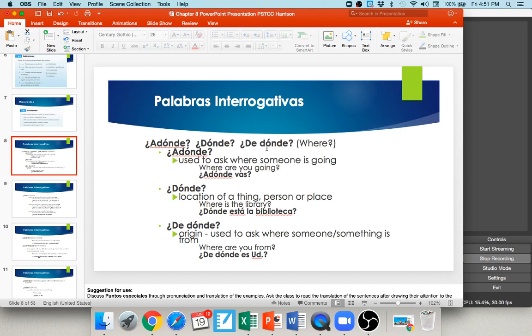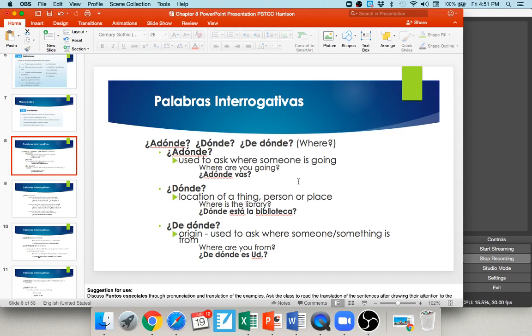In Spanish, we don't do that. We say, to where are you going? ¿A dónde vas? Which is actually the correct way of saying that. Dónde, by itself, is usually used to refer to the location of a thing, person, or place, such as, where's the bathroom? Or where's the library? ¿Dónde está el baño? ¿Dónde está la biblioteca?